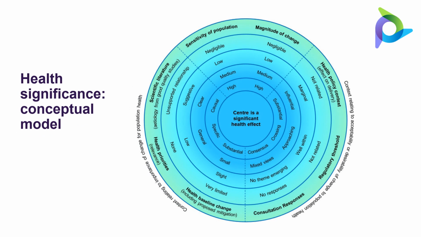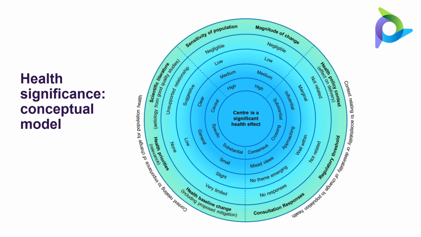The third and final model is the health significance conceptual model that I want to talk you through. And this is where we're building towards reaching a decision about the significance of a particular health impact for the population being considered. So, as we've already mentioned, significance relies on informed expert judgment about what is important, desirable, or acceptable with regard to changes triggered by a proposal.